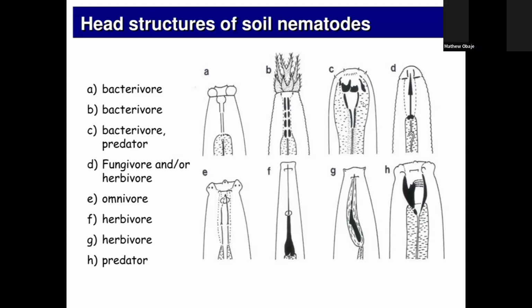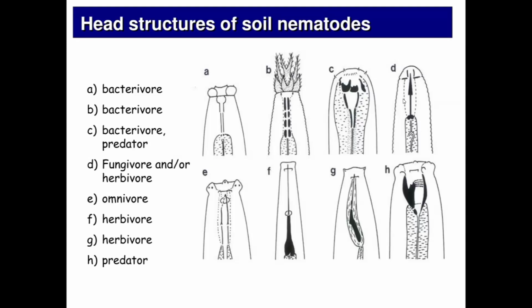D. Why D? Because it has stylets, sir. Very well. Is this who is talking? Is it Matthew? Yes, sir. Okay, yes. So you are correct, Matthew. The presence of a stylet signifies that that is plant parasitic indeed.